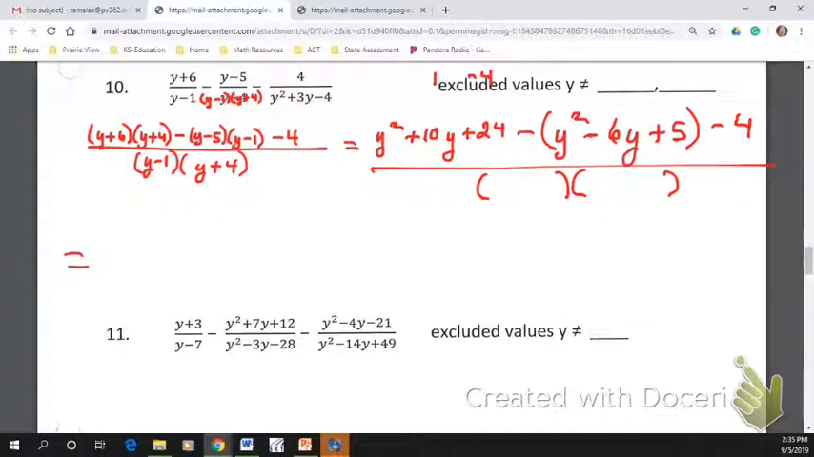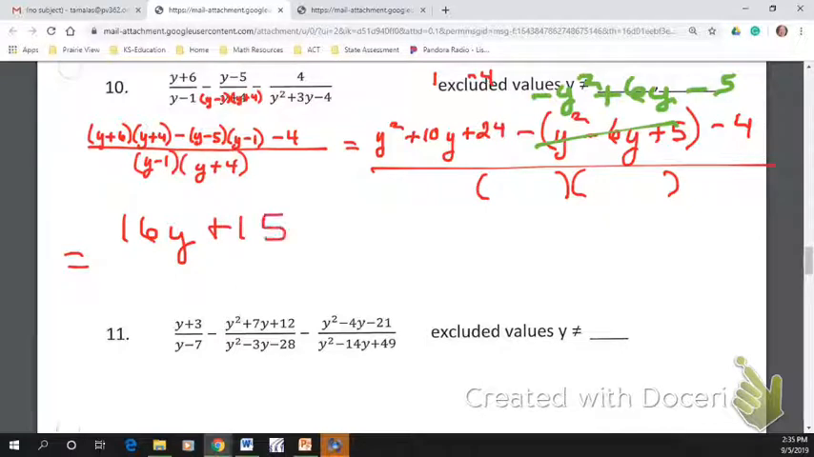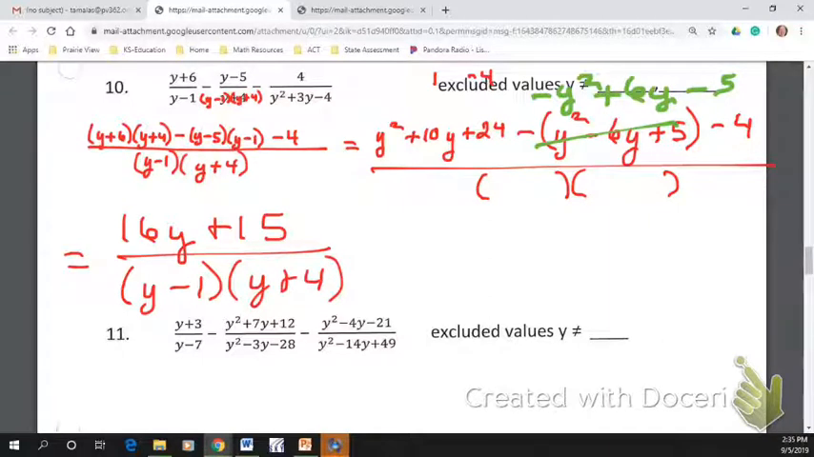Now if I change my signs, which you may want to do right within this, I'm going to get a negative y squared, a positive 6y, and a negative 5. Now when I put it together, my y squared and my negative y squared cancel. Then I have 10y and 6y, so 16y. Then I have 24, negative 5, and negative 4, so basically 24 minus 9, so plus 15, all over my common denominator, which is y minus 1 times y plus 4. And that's all there is to it.